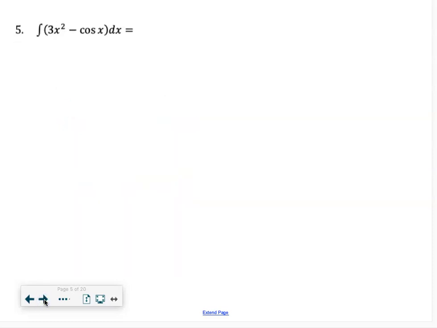All right. This is just a straight up integral. So what does this equal? X cubed. What's the antiderivative of cosine? Sine. Because there's a minus here, it'll be minus sine. There's not much to that one. Do it and you're done.